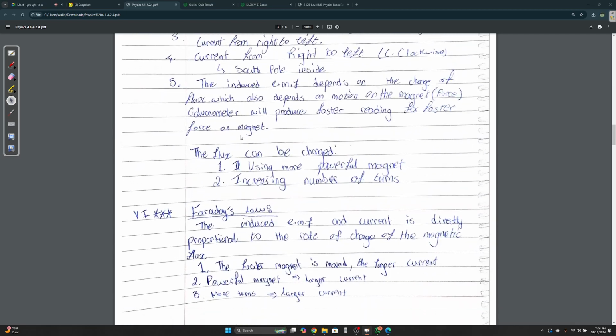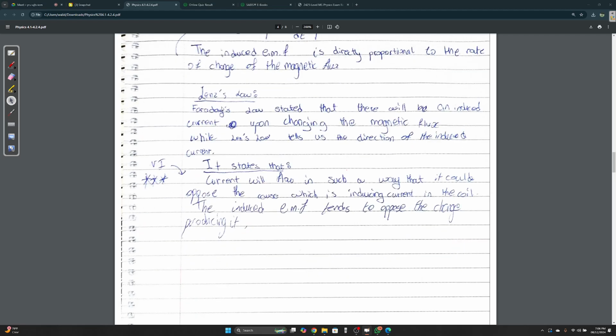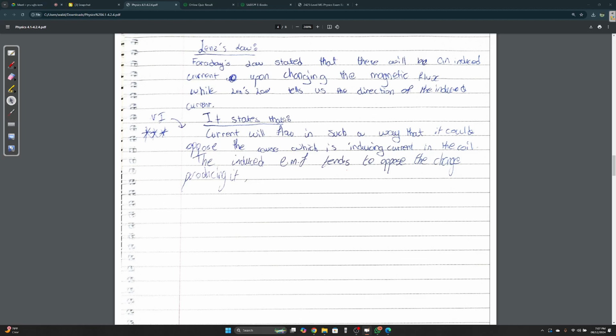So Faraday said that whenever you play around with the magnetic flux, you're going to get an induced EMF. Then Lenz said, you told me there's going to be an induced EMF, an induced current, but in what direction? Thank you for telling me there's induced EMF and induced current, but is it going to be to the right, to the left, down, or up? So Lenz came and said, let me prove what direction it is for you.